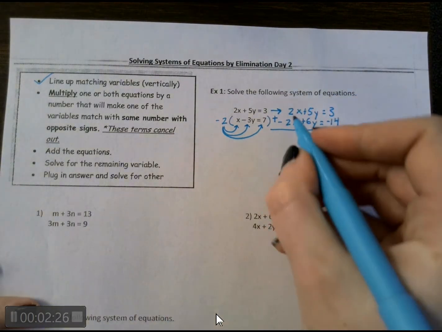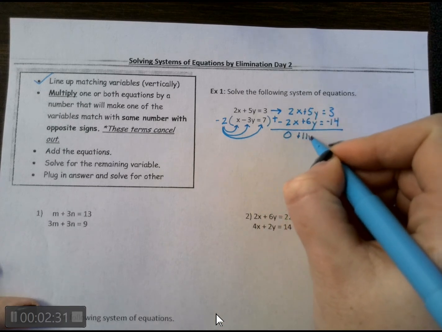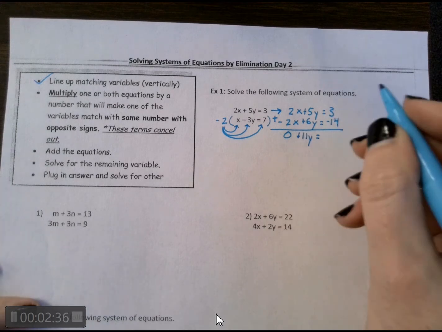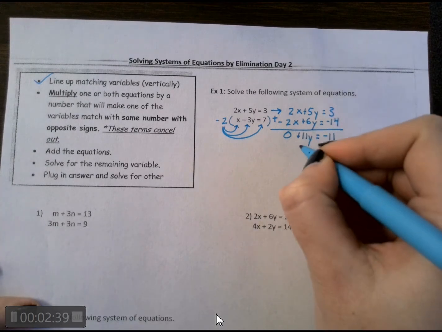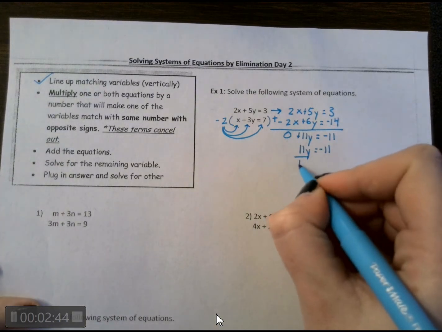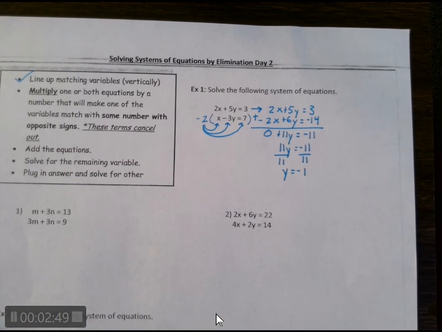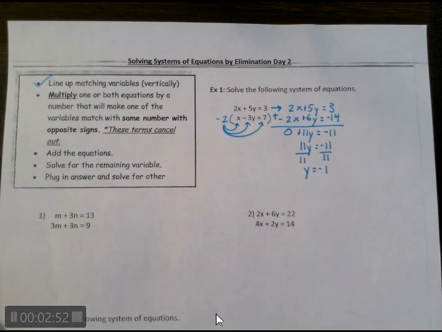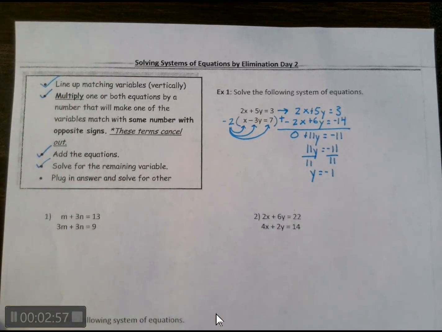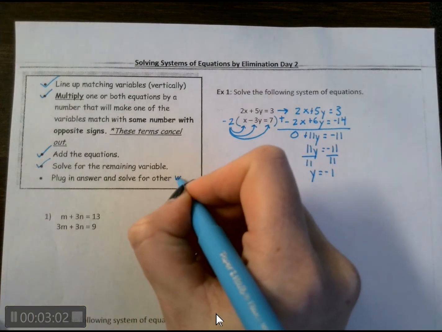So then 2x minus 2x gives me 0. 5 plus 6 will give me 11y. 3 plus -14 will give me -11. So I have 11y equals -11. We divide by 11 on both sides, so y equals -1. All right. So we multiplied, we added, we solved for y. So now we need to plug in our answer and solve for our other variable.